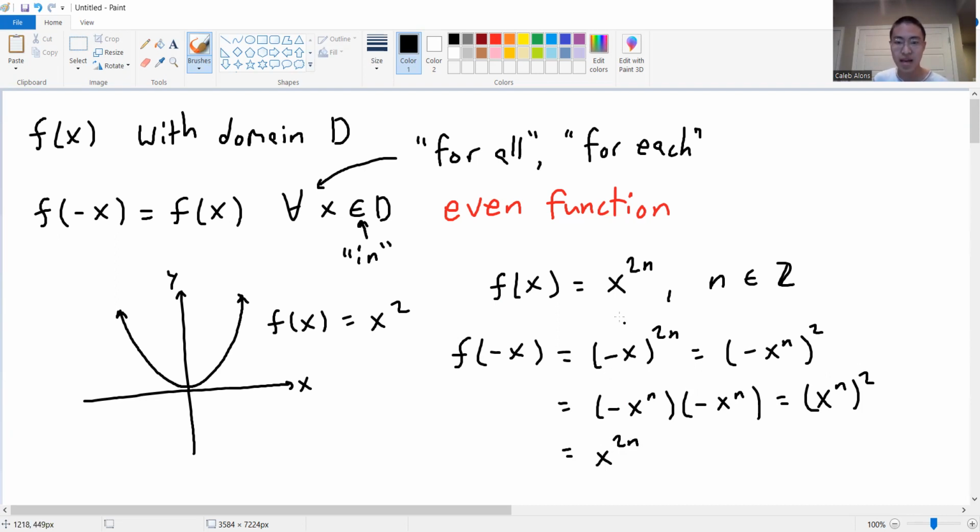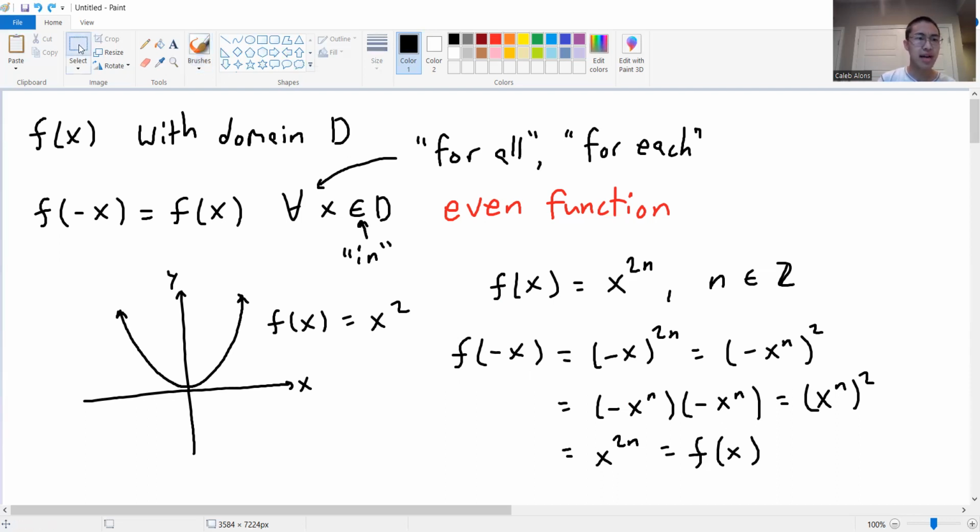And x to the 2n is just the original function. And so this is always going to be true. We didn't choose a specific value of x to arbitrarily make this work. So we see that f of minus x is always going to equal f of x, and that's true for all values x that are real numbers. So that's how we know that even exponents are going to yield even functions.